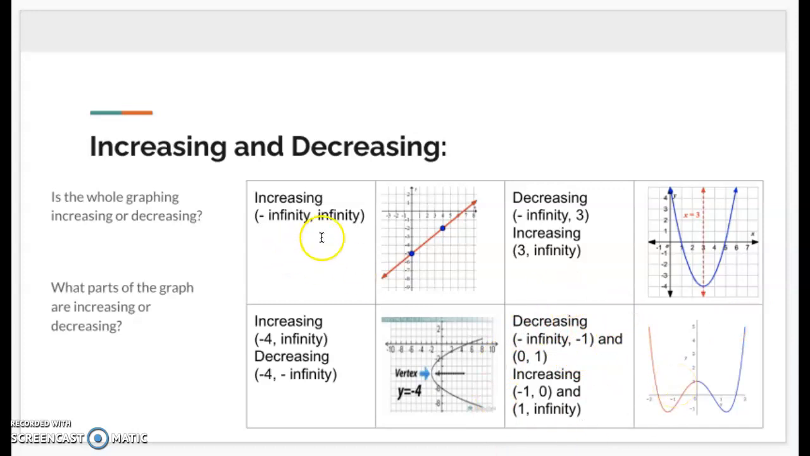So some of them I might just have increasing or decreasing if it's a straight line. Some of them I might have one for each, and some of them I might have multiple for each. It all depends on what the graph is doing.